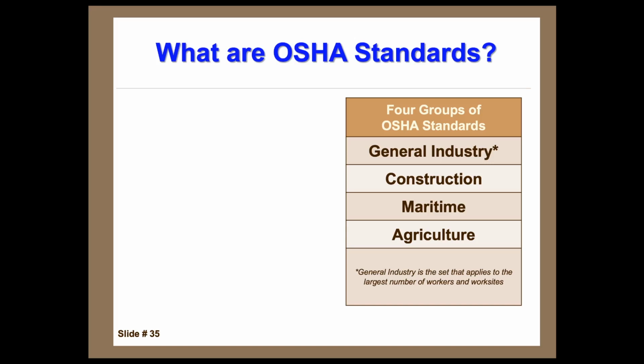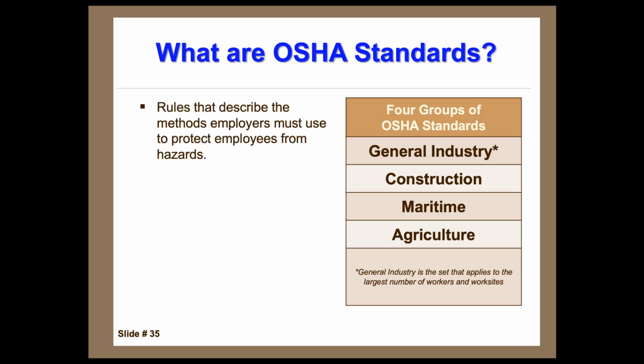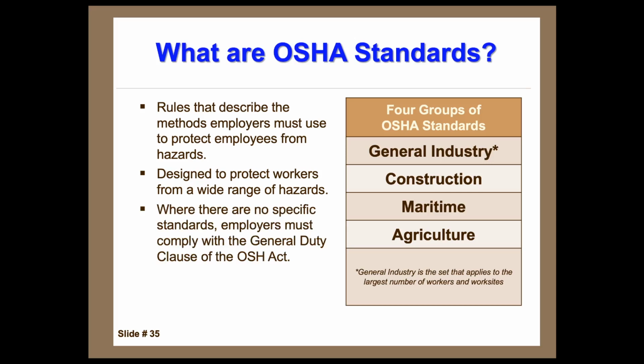Following are the four groups of standards. General industry, construction, maritime, agriculture. General industry is the set that applies to the largest number of workers and work sites. Rules that describe the methods employers must use to protect employees from hazards. Designed to protect workers from a wide range of hazards, where there are no specific standards employers must comply with the general duty clause of the OSH Act.